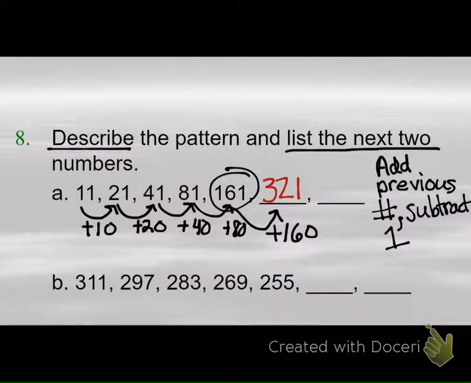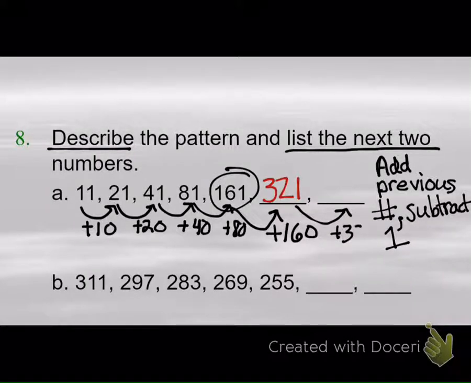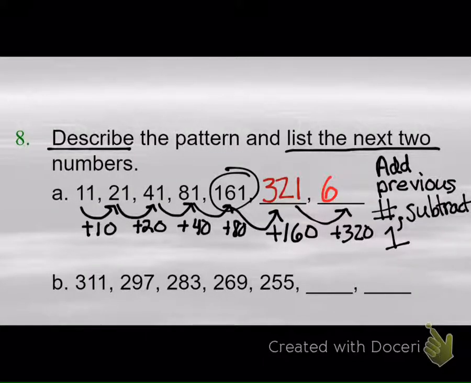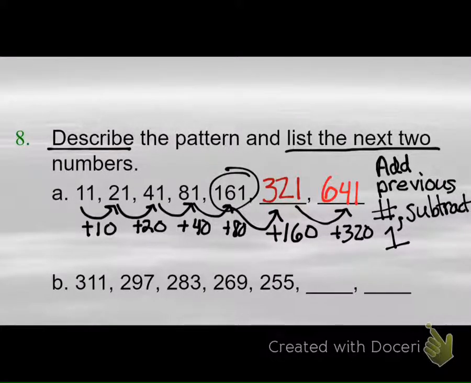321. Okay, so what am I going to add to 321, you think? Good, 320. So what's 321 plus 320? 641. Good, 641. So those are your next 2.